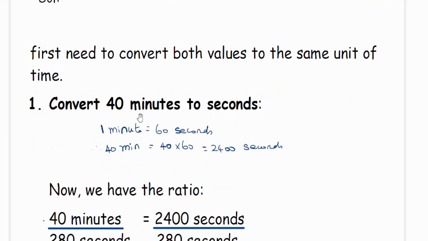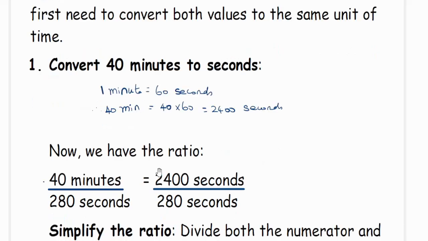First convert 40 minutes to seconds. 1 minute equals 60 seconds, so 40 minutes equals 40 into 60 seconds, which is 2400 seconds. Now we get the ratio. So 40 minutes by 280 seconds becomes 2400 seconds by 280 seconds.